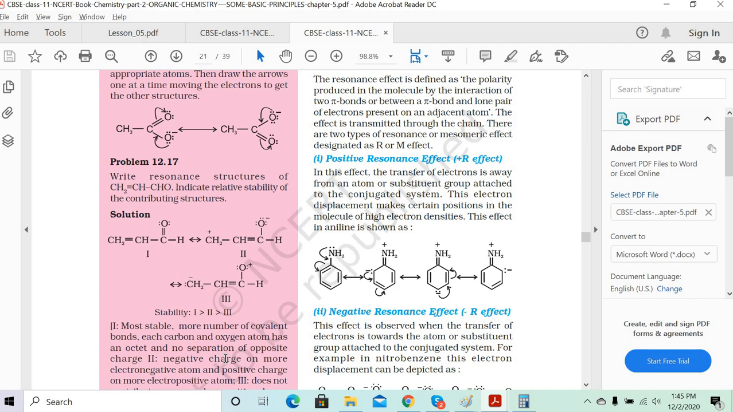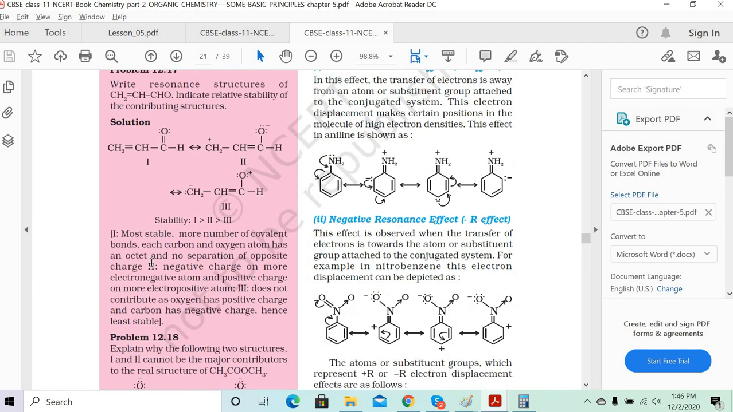So in all the three structures there is sharing of charges happening. Positive and negative charges are being shared across the atoms. Between the carbon and the oxygen, they keep on sharing the positive and negative charges. That's why it becomes the most stable: lower number of covalent bonds, each carbon and oxygen atom has an octet, and no separation of charge. The negative charge is on the more electronegative atom, which is the oxygen, and the positive charge is on the more electropositive atom, which is the carbon only.